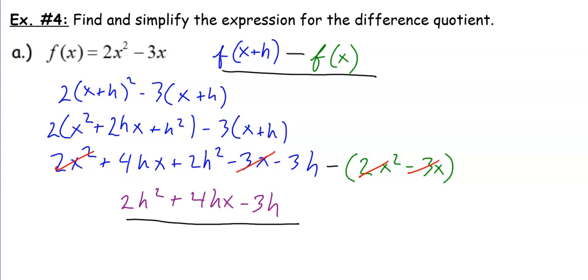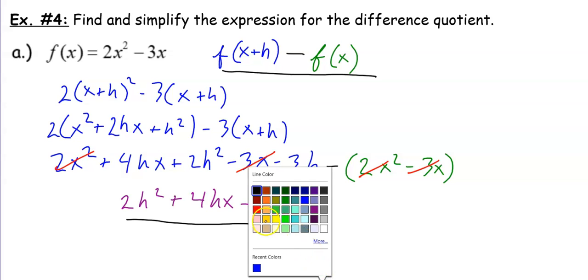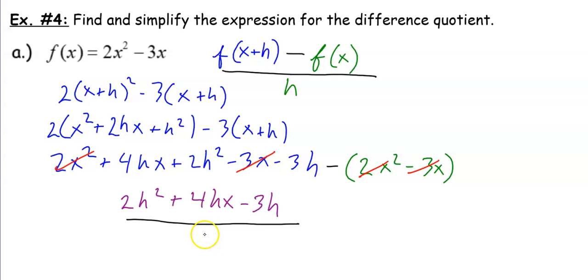Let me try to get a color for h. I've already used green. Let's bring up a different color. Instead of fighting with this dark green, we're going to divide everything by h. And so what we get, when we simplify our fractions, is h squared over h leaves me with 2h plus 4x minus 3. So that is the slope between any 2 points on a secant line for this function. Boom, boom, boom. Easy peasy.